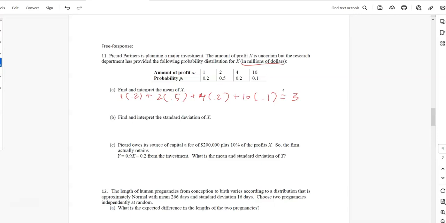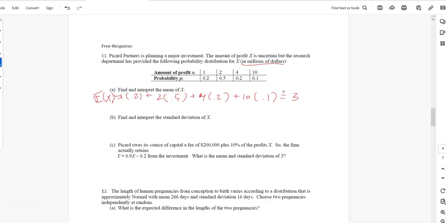So expected value is the mean, which is what we just found. Sometimes we even notate it like this, capital E of X equals. You'll see that notation sometimes. We found the mean, so on average, that would be about 3 million. Now trying to interpret the standard deviation.